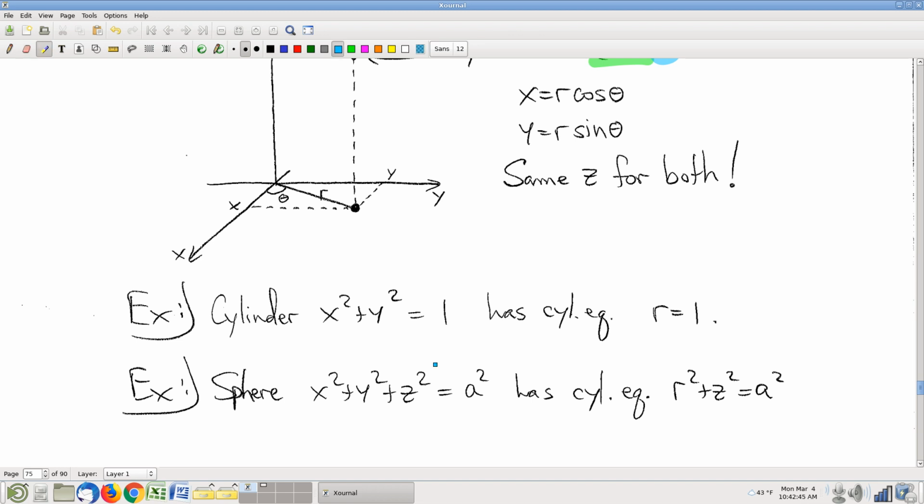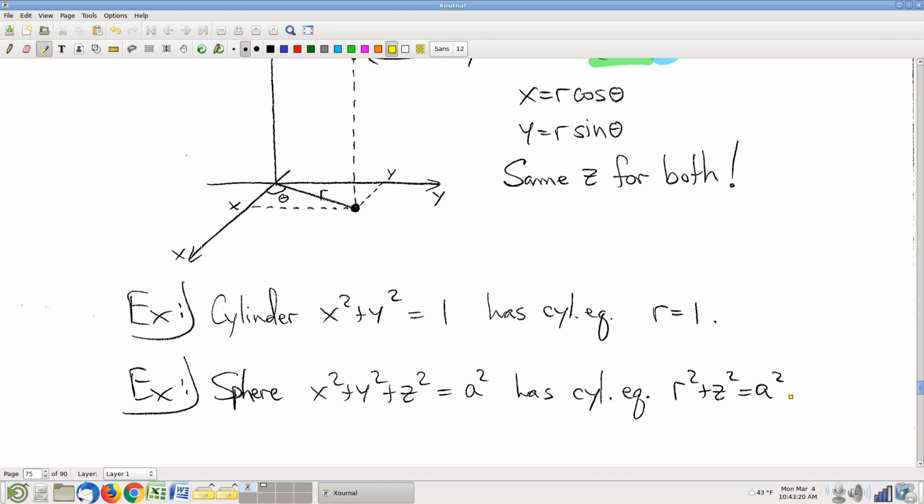A sphere, well, keeping in mind that cylindrical coordinates is polar coordinates in R3, x squared plus y squared is r squared, just like it was in polar coordinates. Not hard to check directly from those formulas for x and y. And so this rectangular equation for the sphere becomes this cylindrical equation for the sphere. There's as many examples as you please of this.